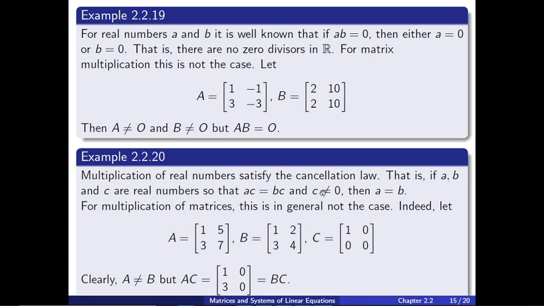But in matrix multiplication, this is not true, simply because, so here the idea in real numbers is the fact that if C is not equal to 0, then C has a multiplicative inverse. Whereas in matrices, a matrix might not be equal to the 0 matrix, but it might also not have a multiplicative inverse.